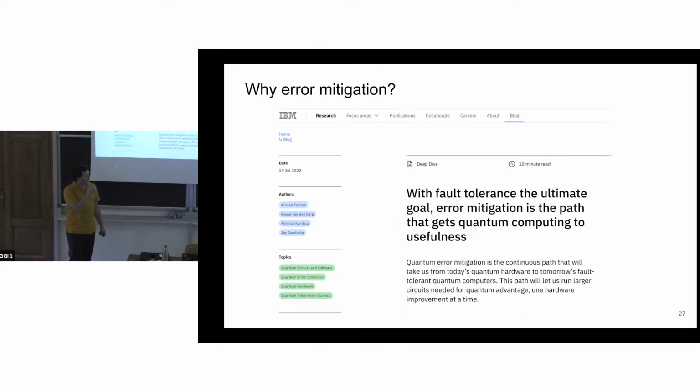And talking about popular science articles, this is another article, always from IBM Research, that is very informative, from the IBM Research blog, that also gives an overview of this direction. So you can find it if you go on the IBM Research blog.